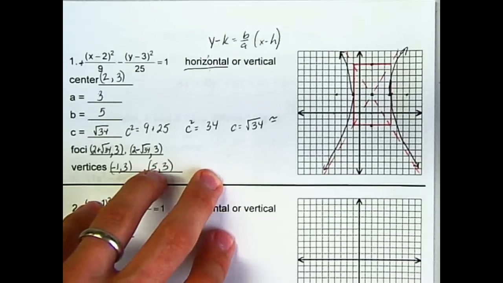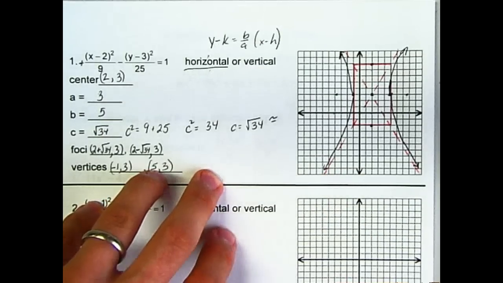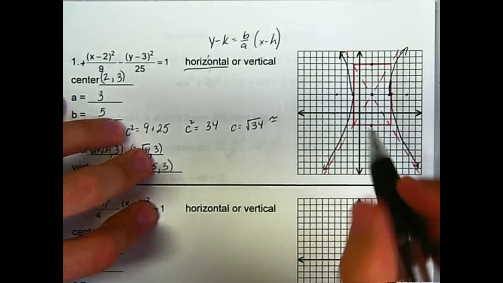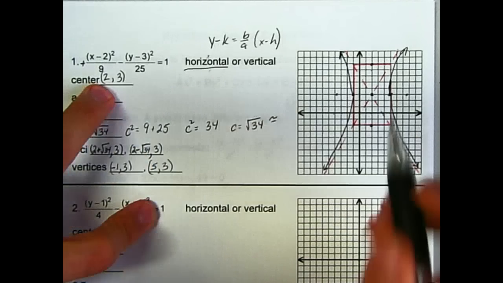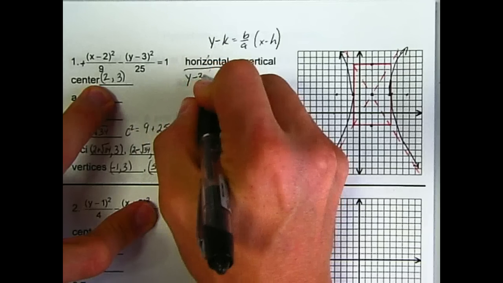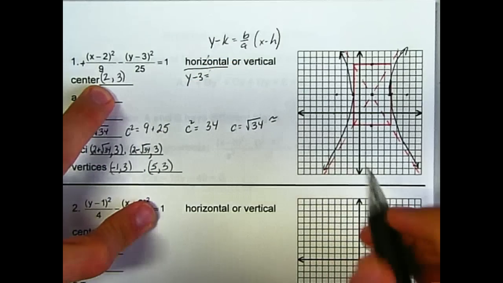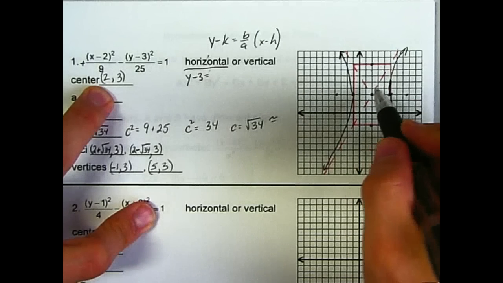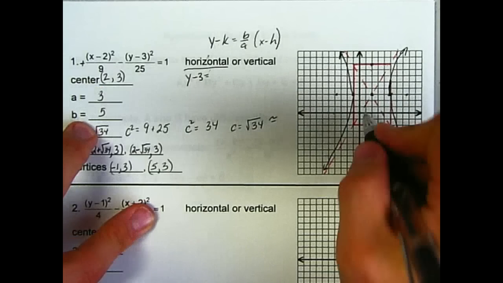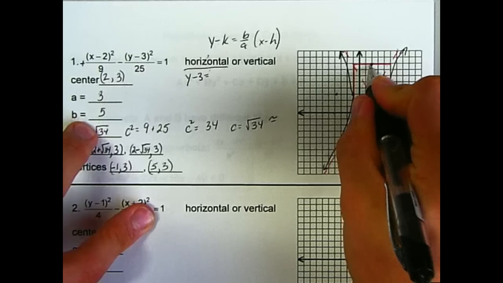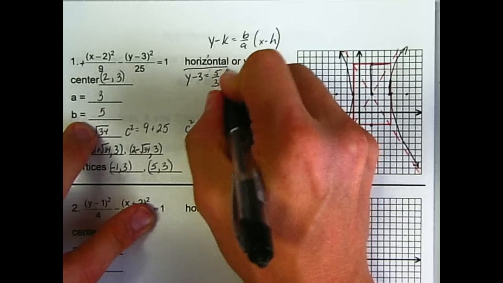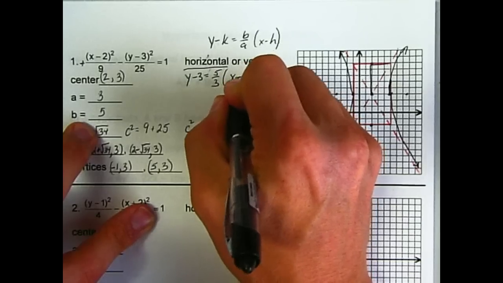So now let's find the two equations for those. I know that the center here was at 2 and 3. So I'm going to go y minus 3 is equal to, let's find the positive slope first. The slope of this one, I already know it. It's 5 over 3, rise over run. So this distance right here, it's already in the box. So 5 over 3 times x minus 2.